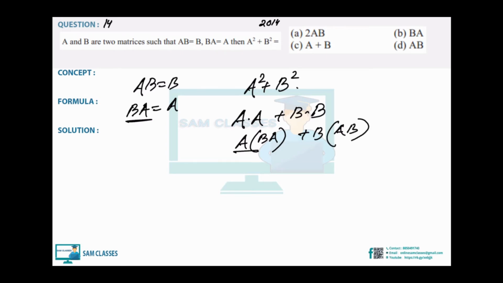Now what do you do? Take these two. AB times BA: from here B and then here A, and from here BA will get AB. So BA is nothing but A and AB is nothing but B. So that answer is A plus B. Let's see the next question.